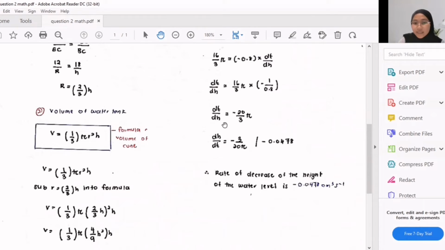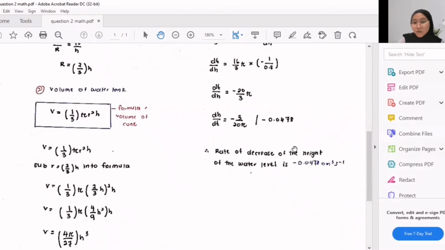When I change the place to make dH over dt, I can get the answer negative 3 over 20 pi, which is the same as negative 0.0478. So the rate of decrease of the height of the water level is negative 0.0478 centimeter per second.